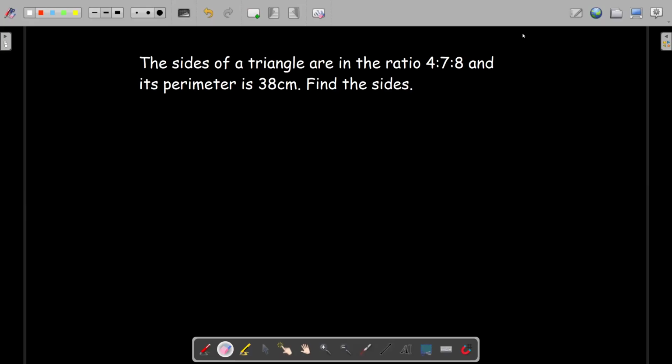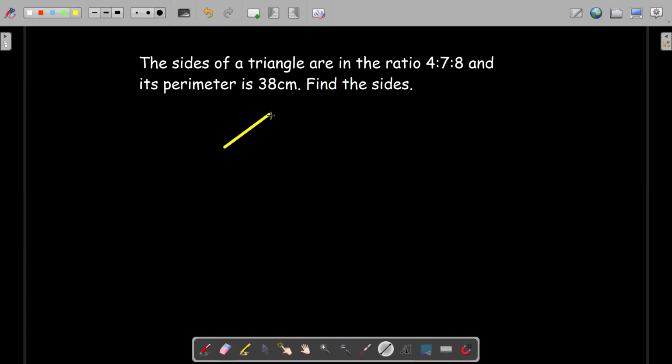Now, here is a problem on ratio and proportion. The sides of a triangle are in the ratio 4 to 7 to 8, and its perimeter is 38 centimeters. Find the sides. Okay, let's sketch a triangle.